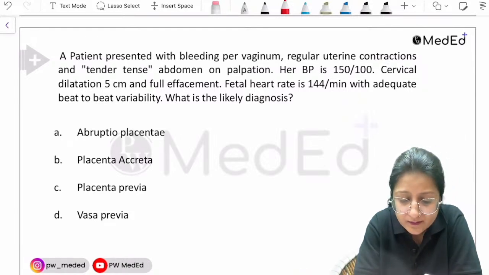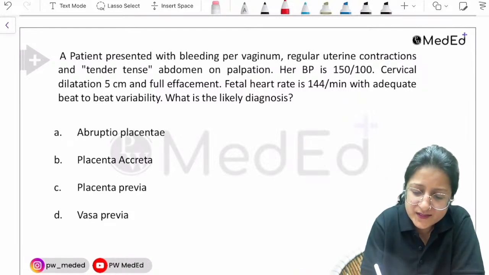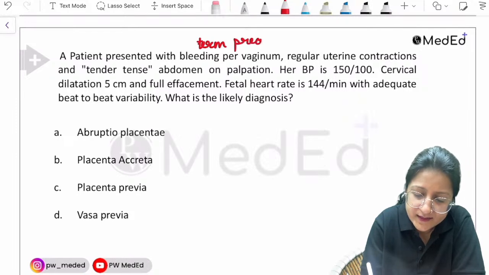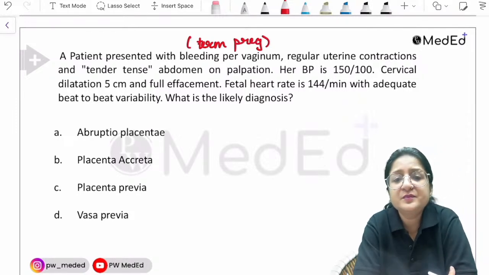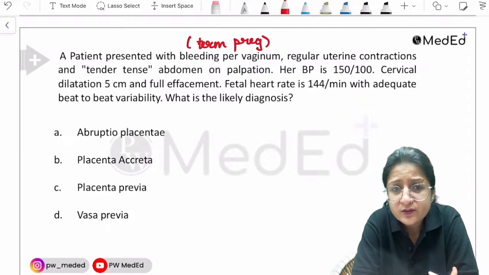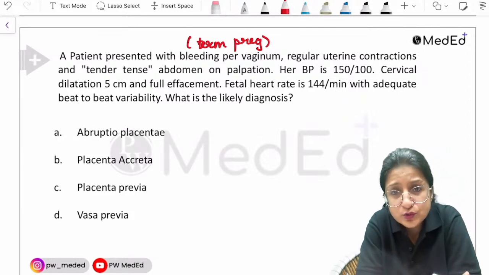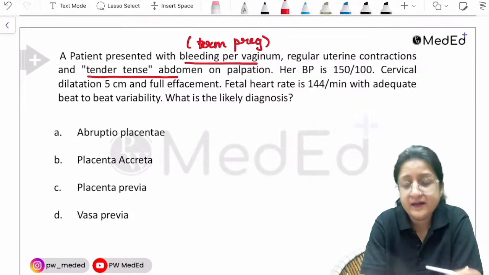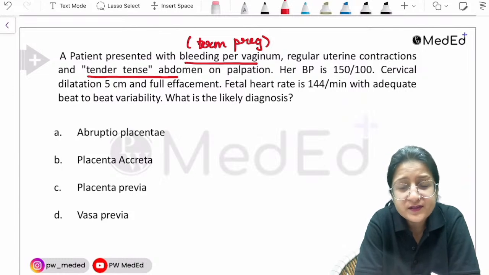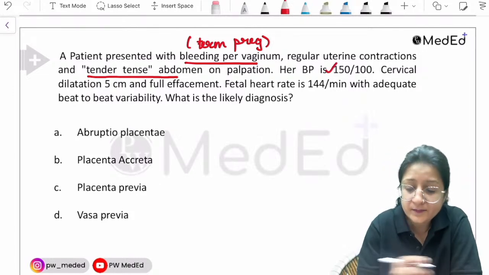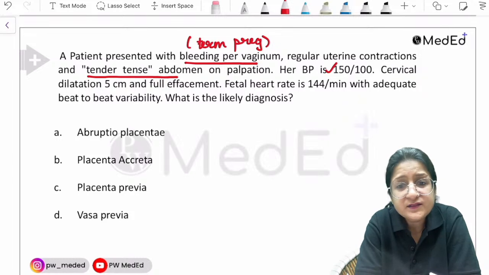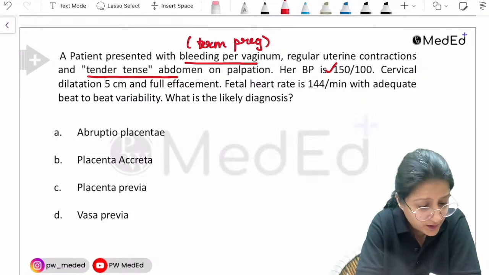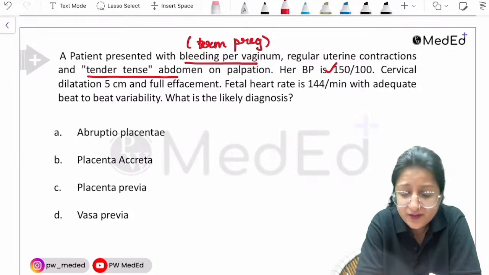Actually, in the question, there's no gestational age, but let's just assume that it is a term pregnancy. So the patient presented with bleeding per vaginum and regular uterine contractions. So she is in labor also, but there is a tense and tender abdomen and bleeding. So what is the diagnosis right now? See, there is a history of high BP as well, right? So all these findings go in favor of, very good. What are you answering? Placenta previa.